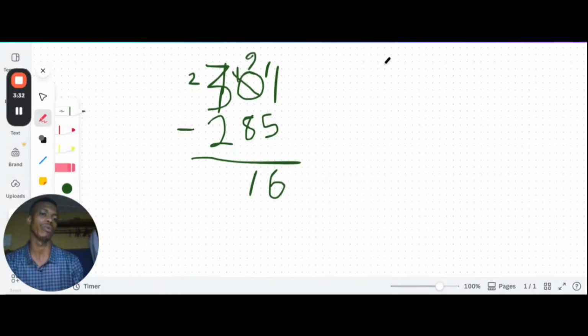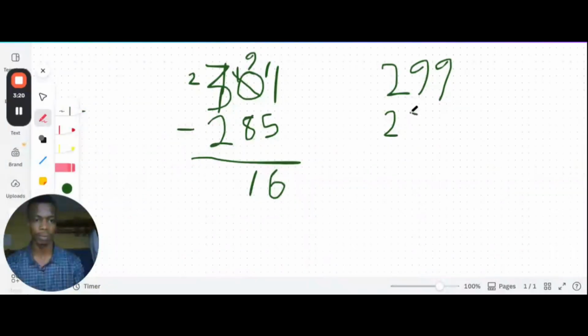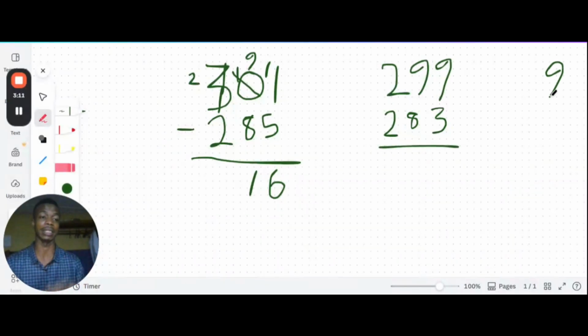For example, 301 minus 2 is 299, right? Minus 2. Now, 285 minus 2 is 283. Now, the goal is to arrive at a number that ends in 9 or 99 or 999. You see? And you know why?